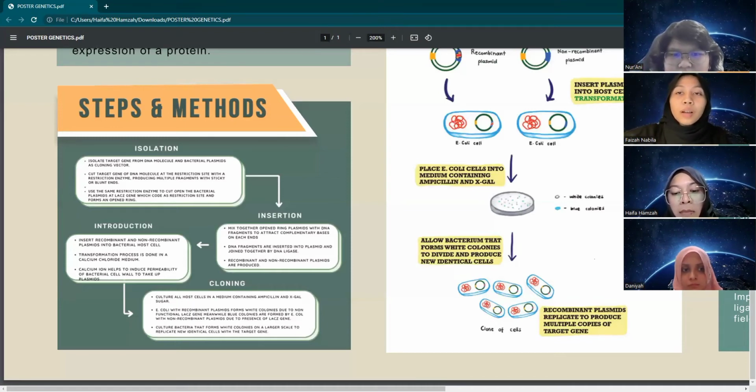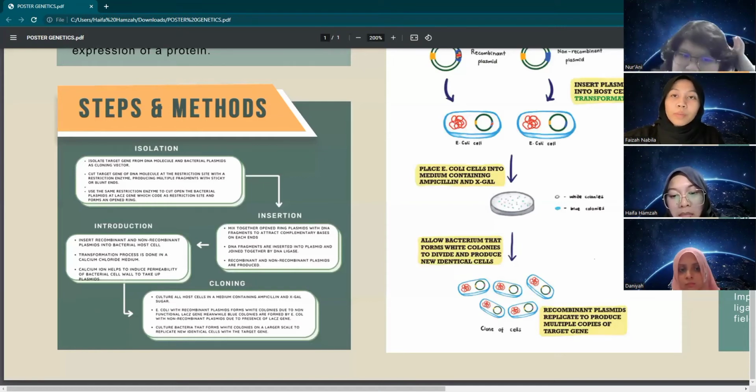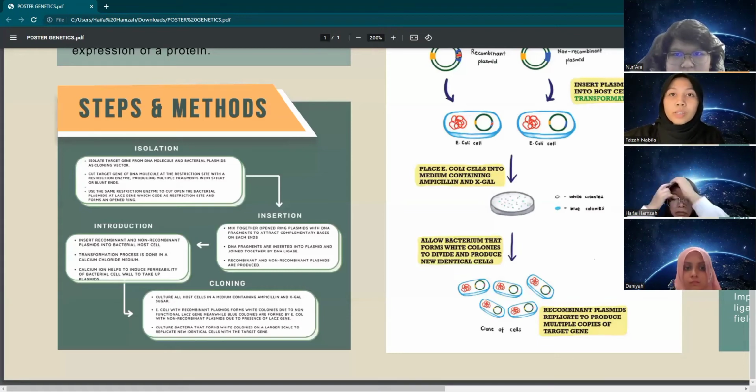As a result of the isolation process, one open ring of DNA plasmid and many DNA fragments with target genes are produced, with sticky or blunt ends depending on the type of restriction enzyme used. All right, so on to the next stage, which is the insertion stage.